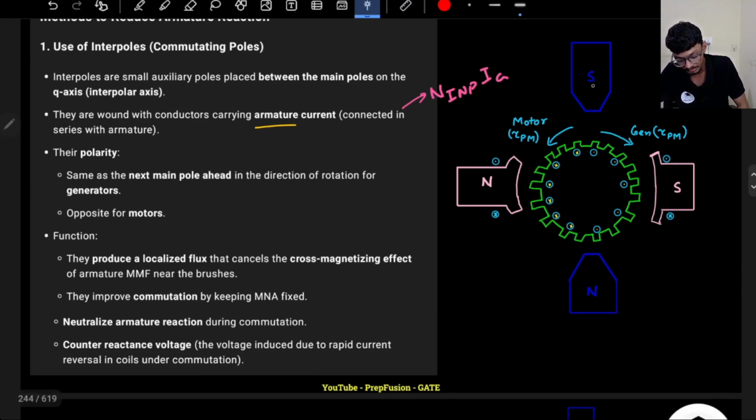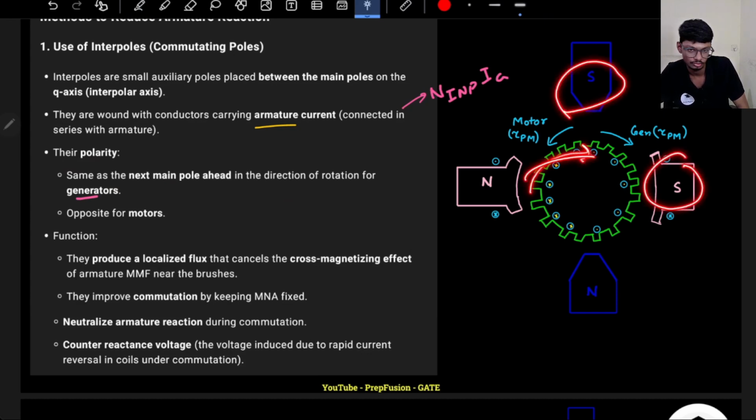Now, what shall be the polarity of the interpoles? Because I want to cancel out my armature reaction, whether this should be a north pole or south pole. Their polarity will be the same as the next pole ahead in the direction of rotation in case of generators. So if my generator is rotating in the clockwise direction, then what is the next pole ahead? South pole. So the interpole also should be south pole.